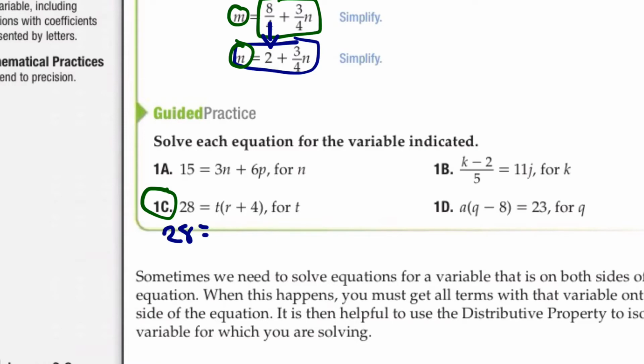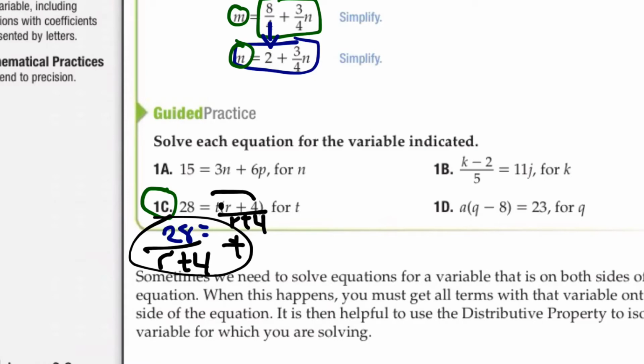If it's T times R plus 4, what if I just divide by R plus 4? Because it's times, remember the opposite of multiplying by R plus 4 is divide by R plus 4. So this one becomes way easier. I get 28 over R plus 4 equals T. See that? It looks like it's harder, but it's actually easier. The reason I'm able to do that is because the parentheses keep everything together.